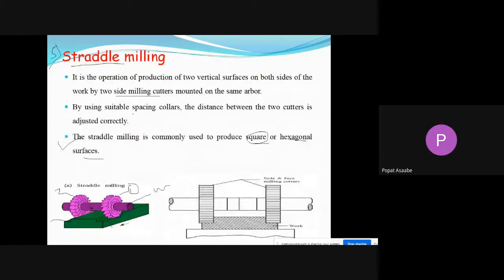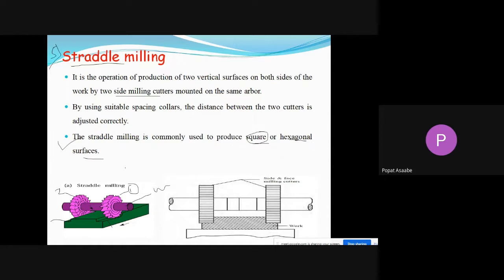Which point do you have to remember related to straddle milling? We can perform the milling operation on both sides of your workpiece, that is the right side and left side, with the help of straddle milling. In straddle milling we are using two side milling cutters, and the distance between those two side milling cutters is maintained with the help of the collar. Generally straddle milling is used to produce square and hexagonal surfaces.